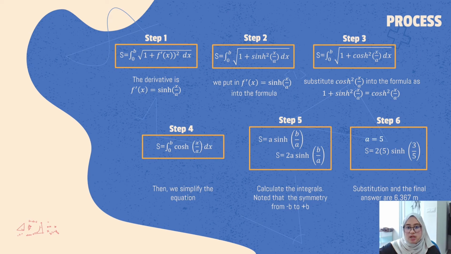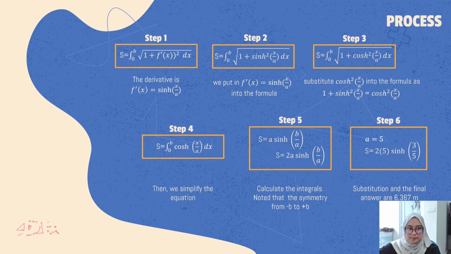So by the end of the calculation, we know that the arc length of the suspension bridge is 6.367 meters. So I'm going to pass my presentation to Fareez.